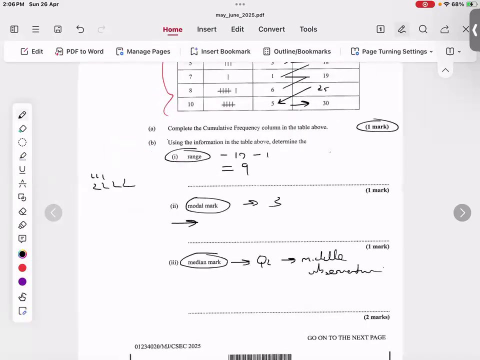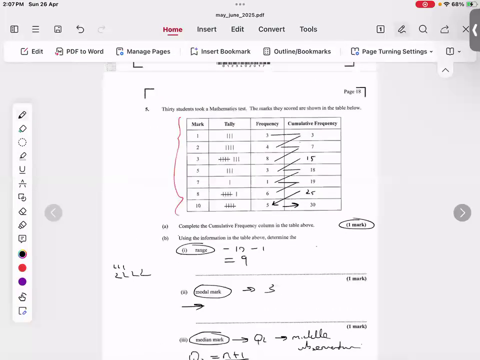The observation that is in the middle will be n plus 1 divided by 2. So if I want to know the location of the median, just use the formula there, n plus 1 over 2. N represents the amount of observations that there are. So how many observations are there? Can anybody tell me how many observations there are?